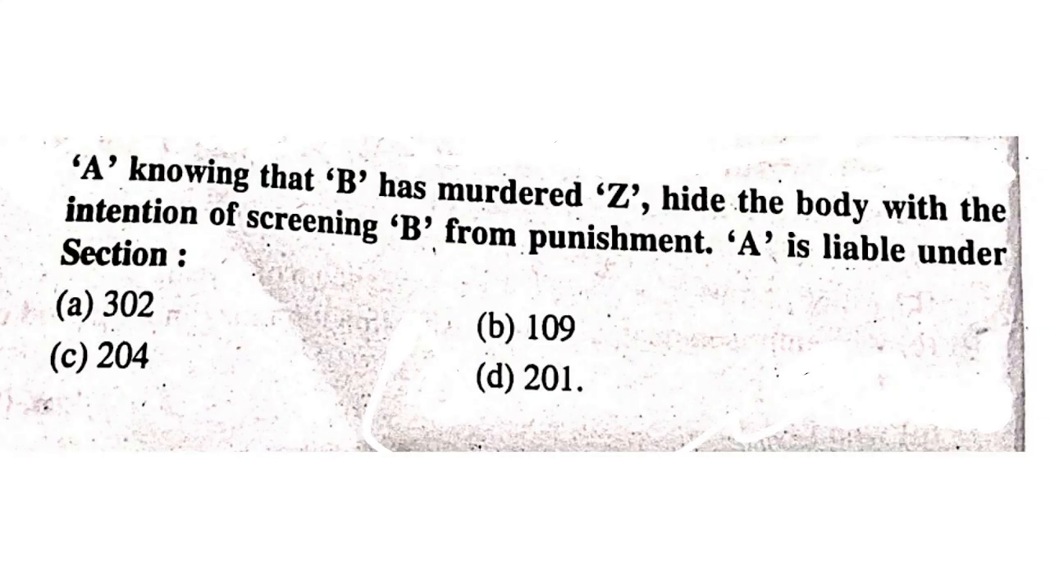A, knowing that B has murdered Z, hides the body with the intention of screening B from punishment. A is liable under Section 302, 109, 204 or 201. It is under Section 201.